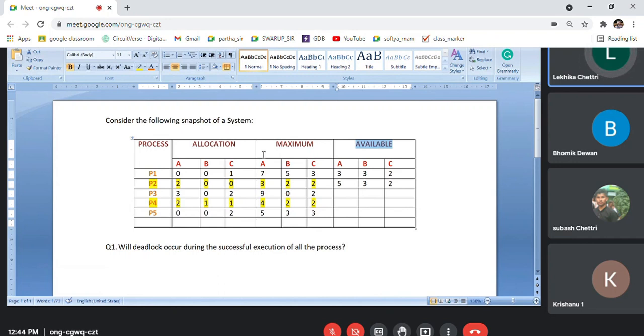Then you will have to run the maximum algorithm. That means the operating system will ask P1, before execution, how many resources do you need to finish your task, to terminate your task. So it will have to submit this request later: I need these many. Okay, so after that, there are 2 algorithms that will run.